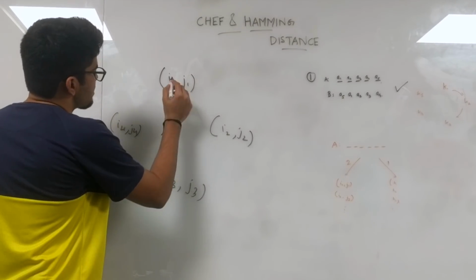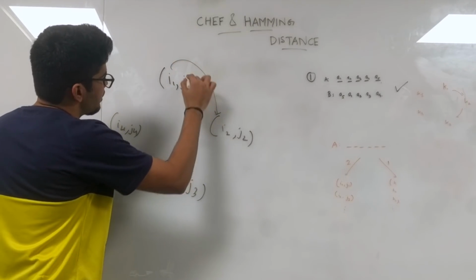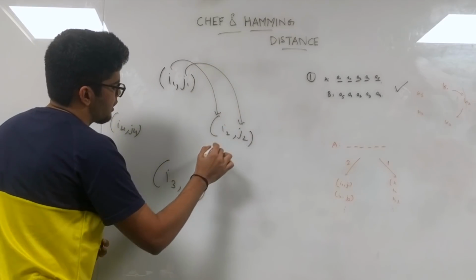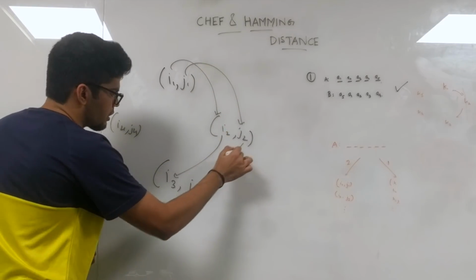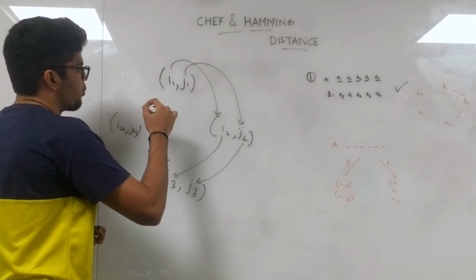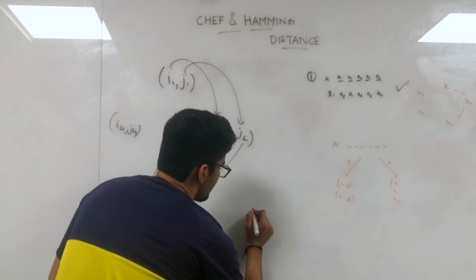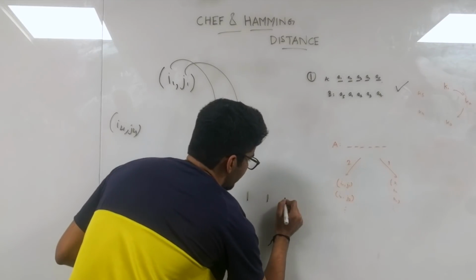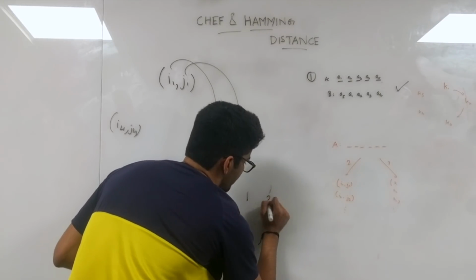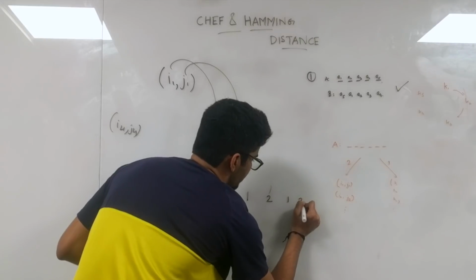So what you can do is shift I1 here, shift J1 here, shift I2 here, and shift J2 here. What this will do is, for example, let's say you have an array 1, 1, 1, 2, 1, 2.